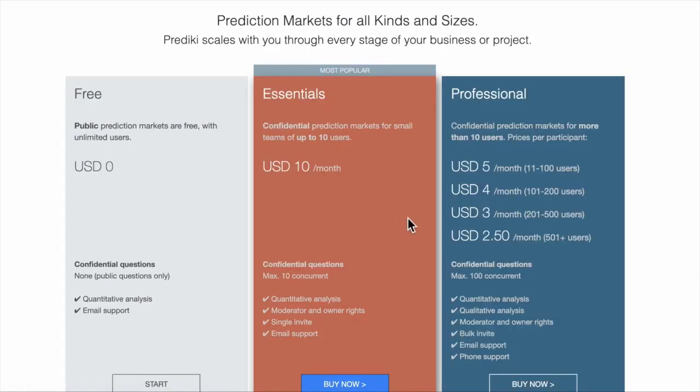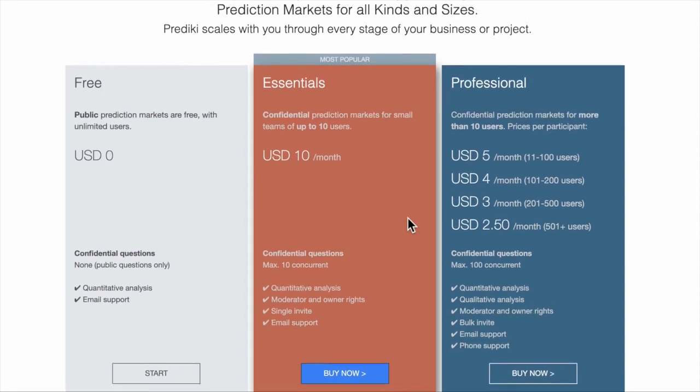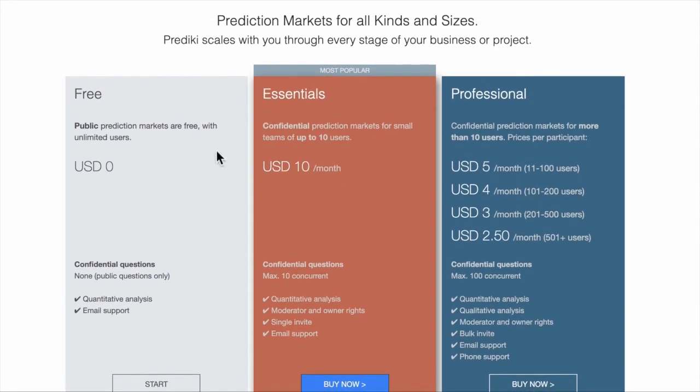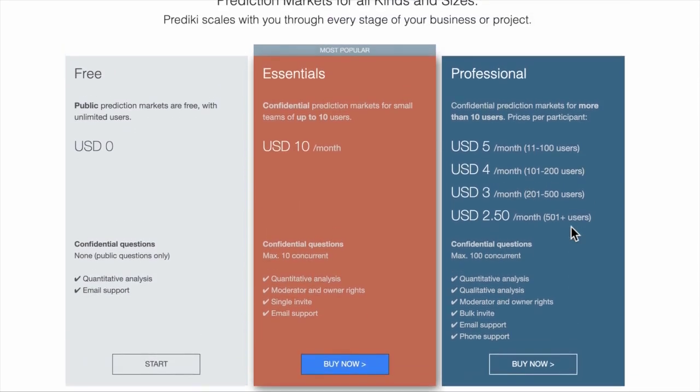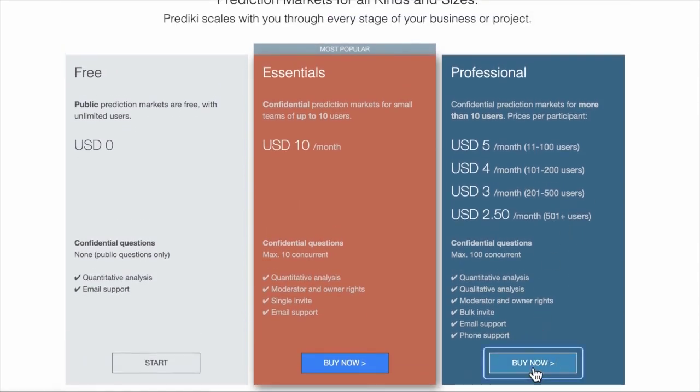First thing is you have to buy enough seats for your study. You will need a plan because only public questions are free. Essentially, it's for 10 users, but for a market research study on a prediction market, you want at least 30, 40, 50 users, 100 if it's qualitative. So I say buy now.